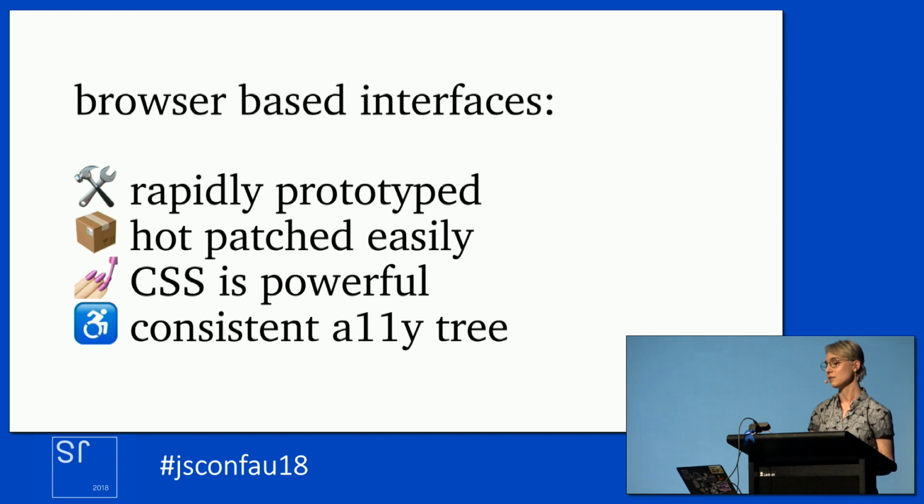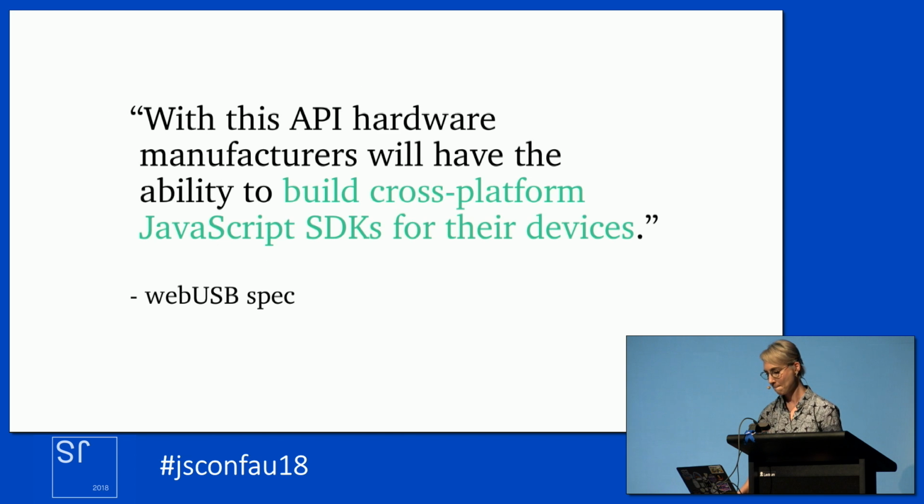Browser-based interfaces, like I said, are rapidly prototyped. You can hot patch that easily. You can just deploy a change, and the user just sees it the next time they go to the website. CSS is incredibly powerful, as we saw yesterday at CSSConf. And you get a consistent accessibility tree because you're accessing the browser's accessibility tree. So that's always a win as well.